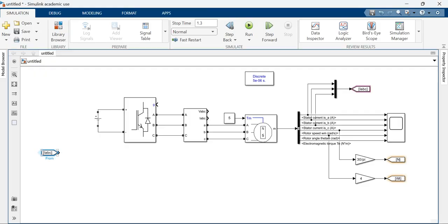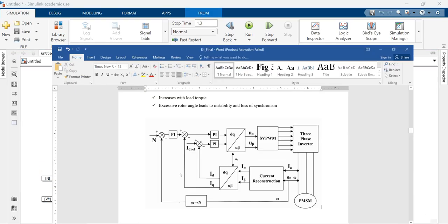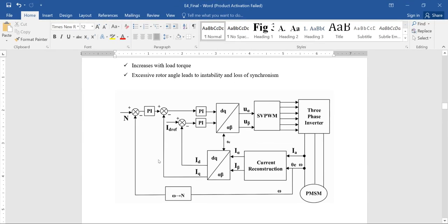Now I copy all this and have all the 3 signals. IABC is one, speed is the other one, and omega t is the third one. So let me take all these 3 and keep it here. Now let me go to the block diagram again. So the reference speed and actual speed have to be compared, and the result has to be given to a PI controller.